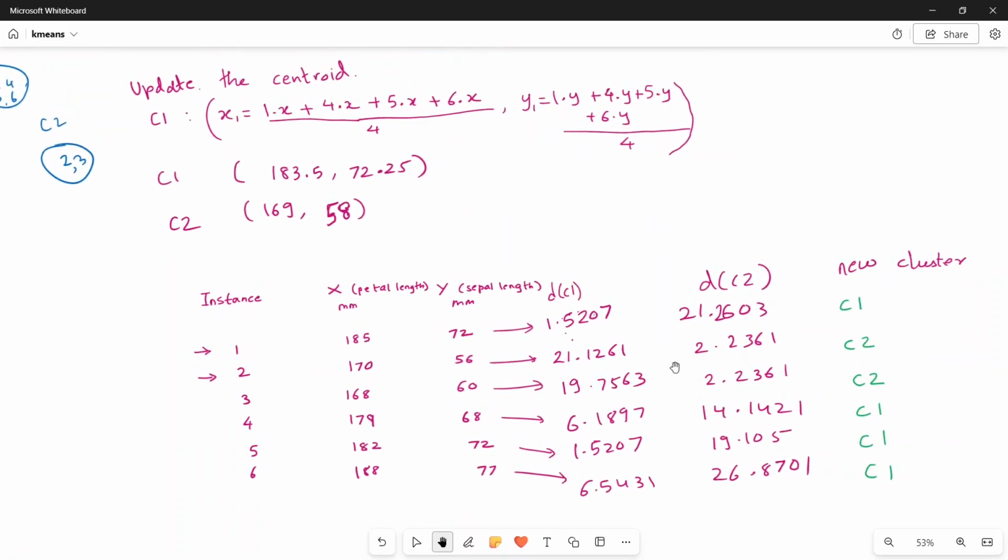Now we will not continue any further. That means our cluster assignment has not changed. In the previous iteration when we drew the table, every point belonged to a cluster, and in this new iteration, every point belongs to the same cluster as it did in the previous iteration. So therefore we can stop at this point, and we can say that this is the final cluster assignment. That's your answer for k-means.